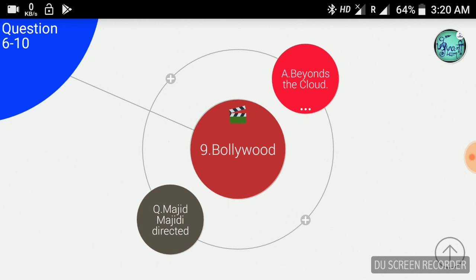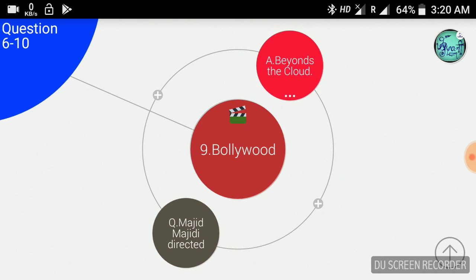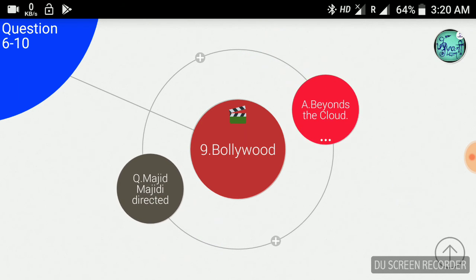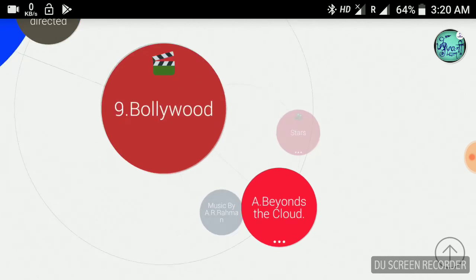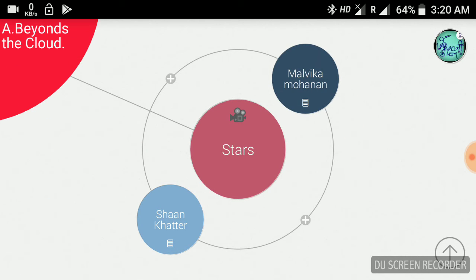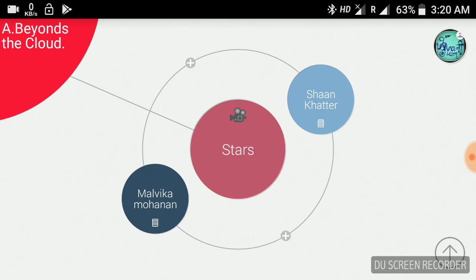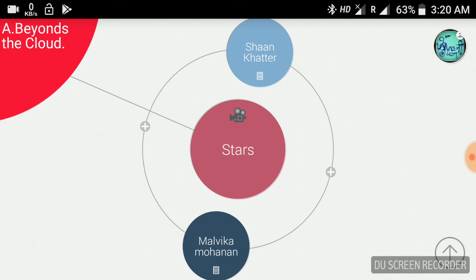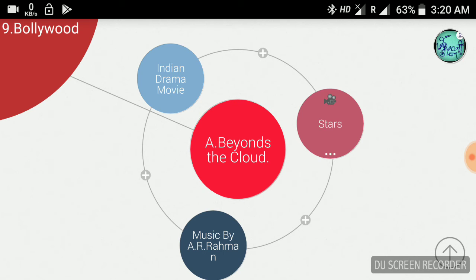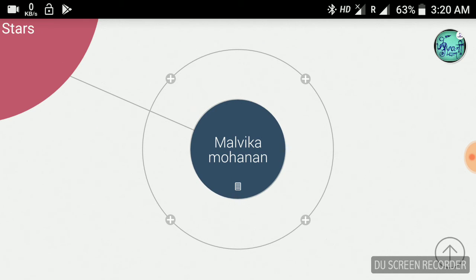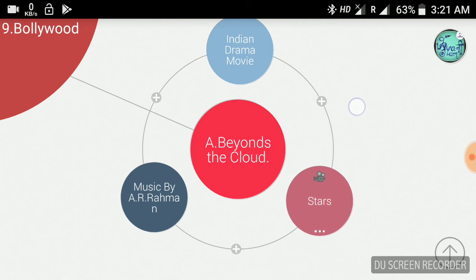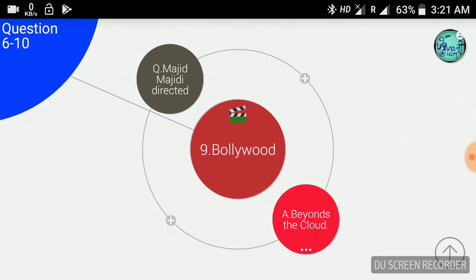The ninth question is from Bollywood, and it asks which film Majid Majidi directed. The answer is Beyond the Clouds. And who was cast in this? Ishaan Khatter, who is the brother of Shahid Kapoor, and Malavika Mohanan, who is the daughter of K.U. Mohanan. It is an Indian drama with music by A.R. Rahman. Yeah, this is the ninth question.